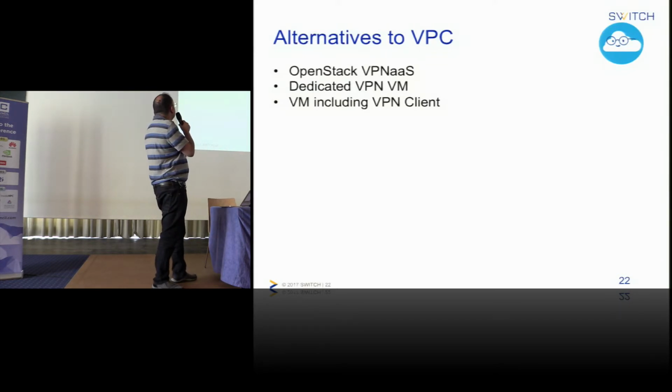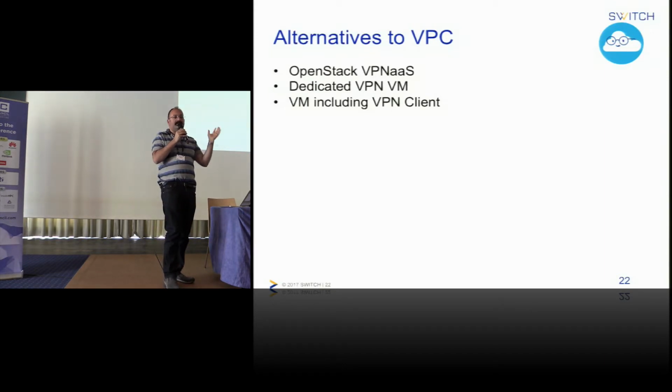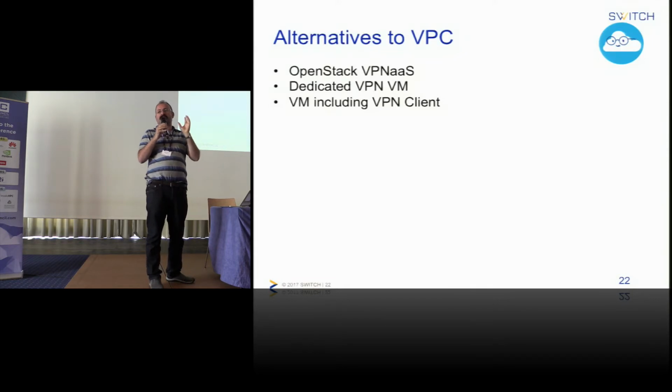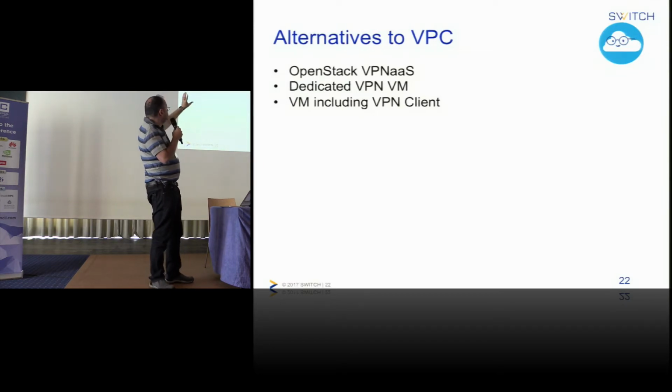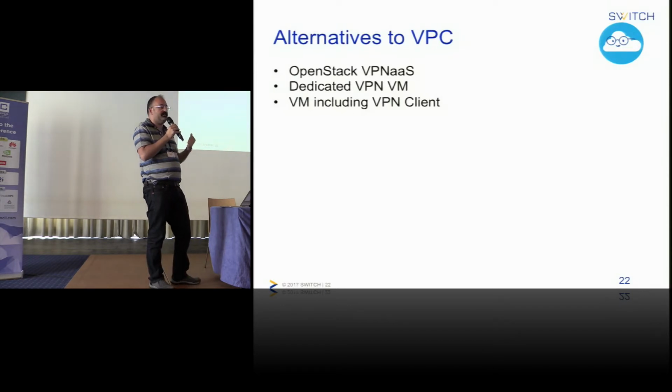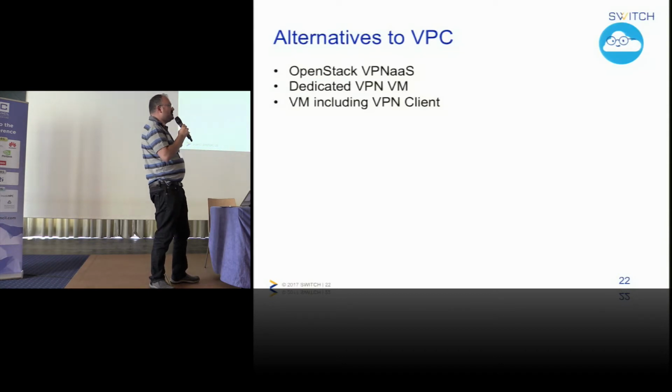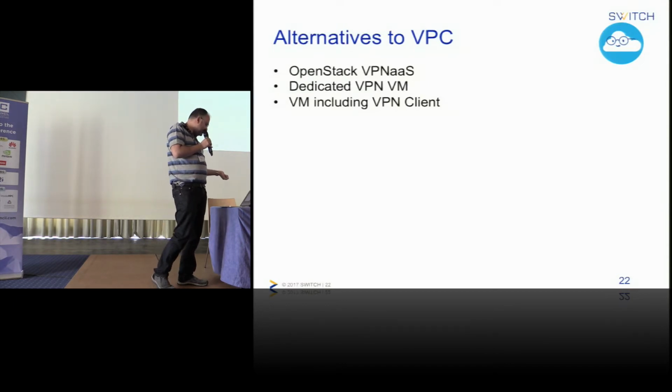Or you can include the VPN client in every VM. So you have some VMs that start on SWITCHengines, and each one of them makes a tunnel to your application on premises. Of course, all these solutions require some work and put a block to the users to start to use our service. It's much easier when you start a VM and that already appears in your network and you don't have to do anything to set up.